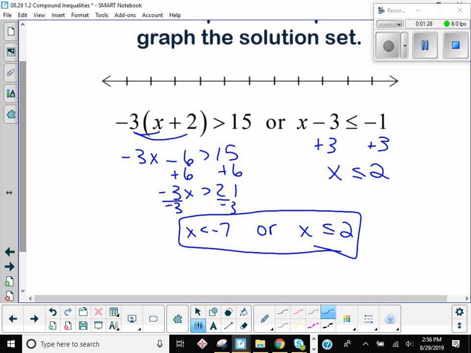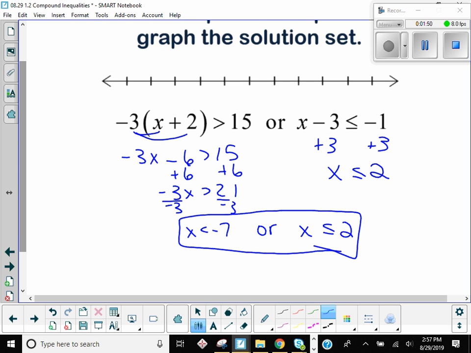Okay. You should have x less than -7 or x less than or equal to 2. Who had x greater than -7? Anybody? Let's see, can't fool you. What would have happened if someone put x greater than -7? What did they do wrong? They forgot to flip it when they divided by a negative.